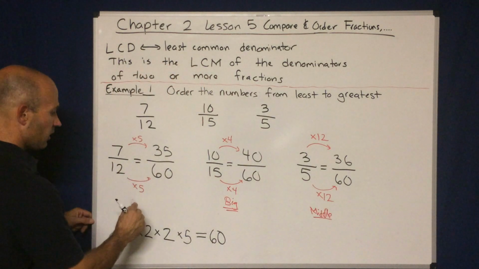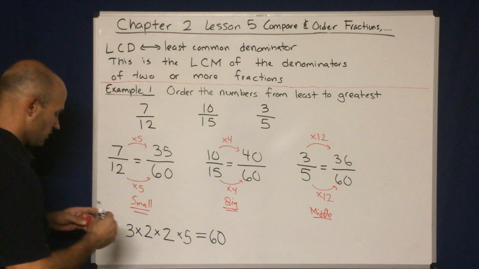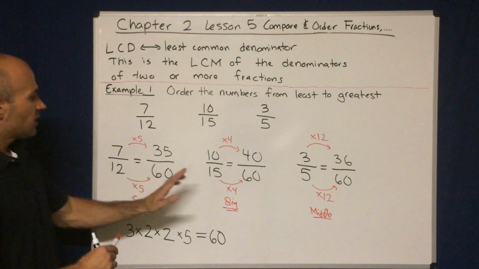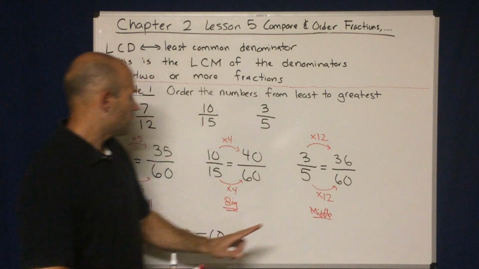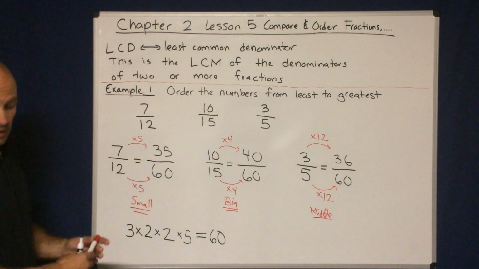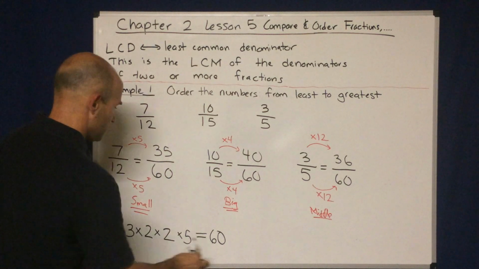And 35 is the smallest, so we'll call this the small. So my biggest number is 10 over 15, in the middle is 3 over 5, and my smallest number is 7 over 12. Let's use correct mathematical notation to express that statement that I just said out loud.